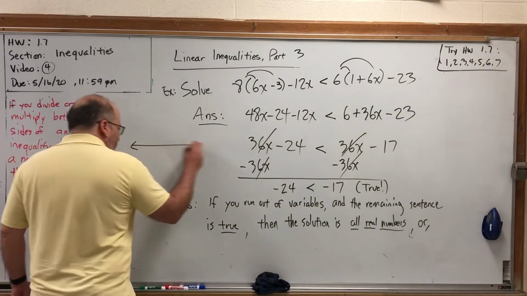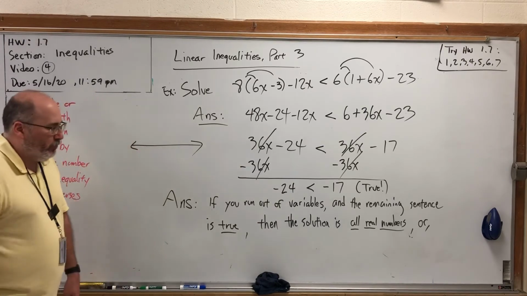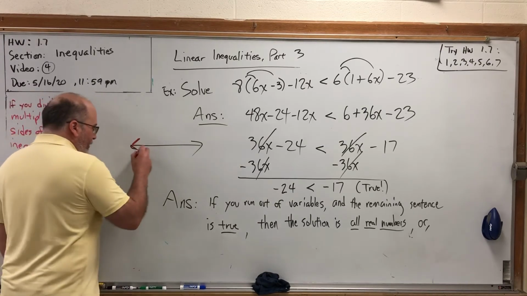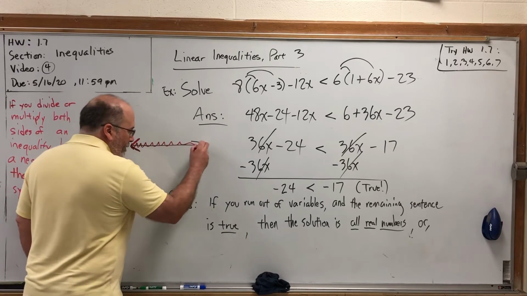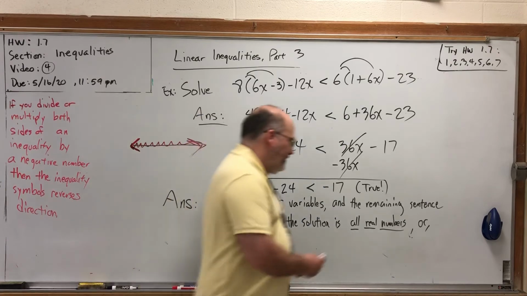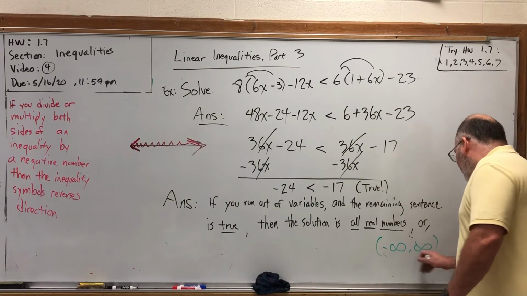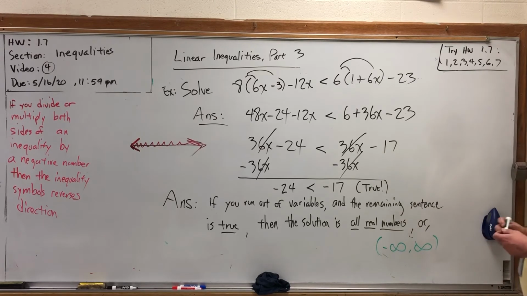If you want an interval, you have to describe what you shade on a number line. Well, if the solution is all real numbers, that means I shade the whole number line. So from left to right, what's shaded in? From negative infinity to positive infinity. This is the interval notation for all real numbers.